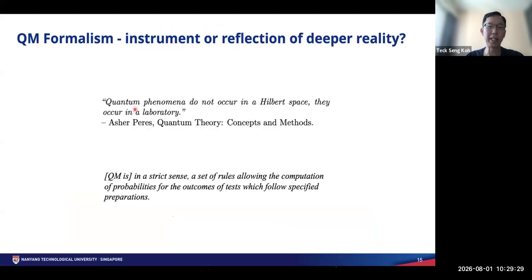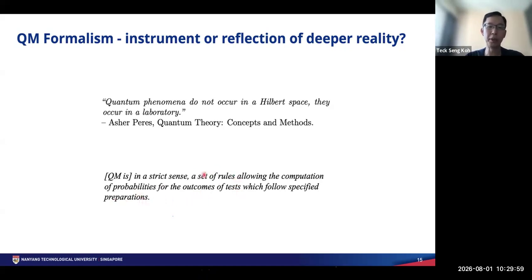That's Asher Peres, and this is again from his textbook Quantum Theory. To him, quantum mechanics is, in a strict sense, just a set of rules allowing the computation of probabilities for outcomes of tests. He calls tests, which are experiments, that follow specified preparations. How you prepare the state, how you let it evolve, and how you measure.